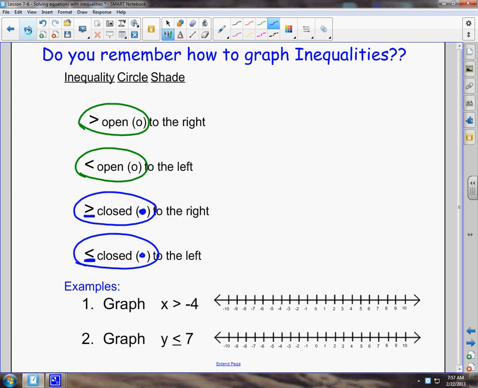Okay, so here's two quick examples. x is greater than or equal to -4. So I go to -4, it's going to be an open circle, and then it's going to be everything greater than. So you have to graph inequalities. The next one, y is less than or equal to 7. I go to 7, I fill in my circle, and I go everything less than or equal to 7.